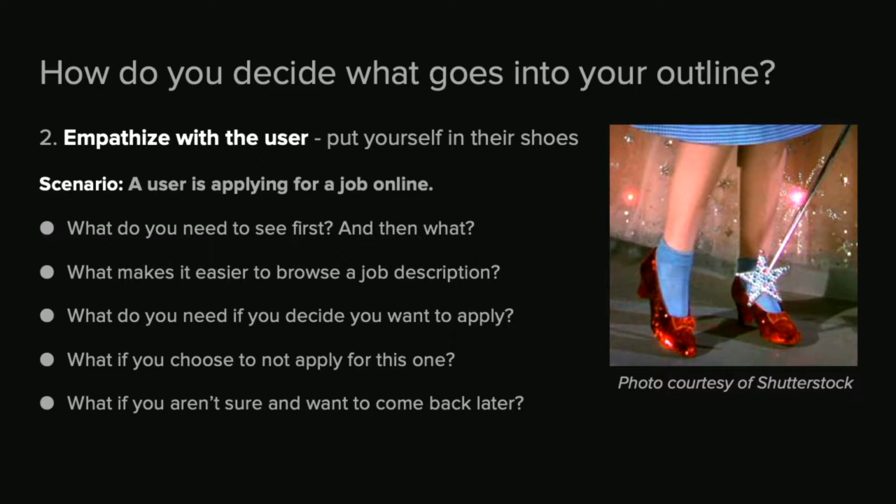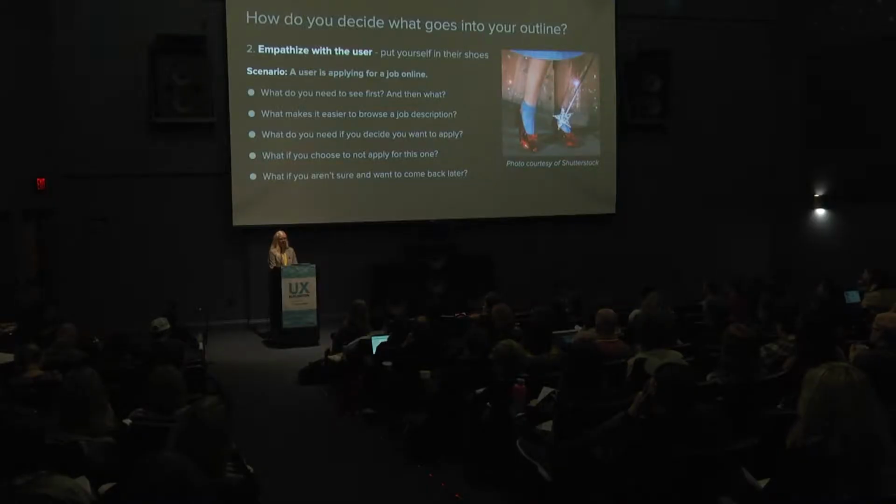And what do you need to see if you decide you want to apply for the job versus what if you choose you don't want to apply for this one? What's your interaction for taking you back to the list? And what if you are thinking about it, but you don't have your materials, you're not ready to apply at this time? What kind of interactions do you need so that you can come back later and apply to this job? So these kinds of questions can help you form a narrative of what the user is going through in the situation, and that can help inform what they need to see on your page in what order.